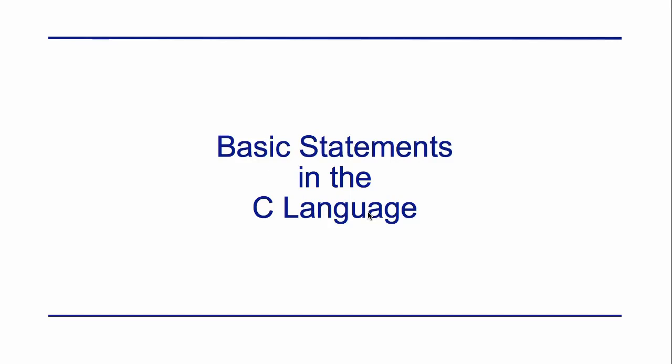Basic statements in the C language. The basic statements in C are very similar to those in Java, or rather the basic statements of Java have been derived from C. Some statements have been made easier to use in Java as part of making the language safer and better suited to building larger programs.